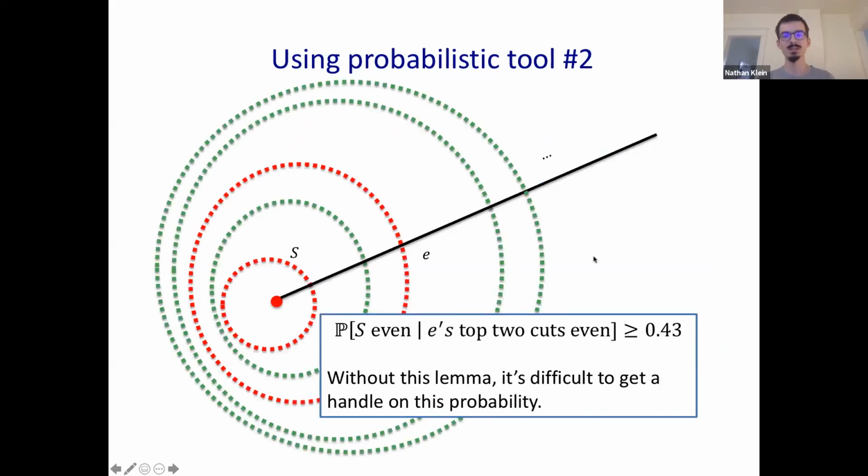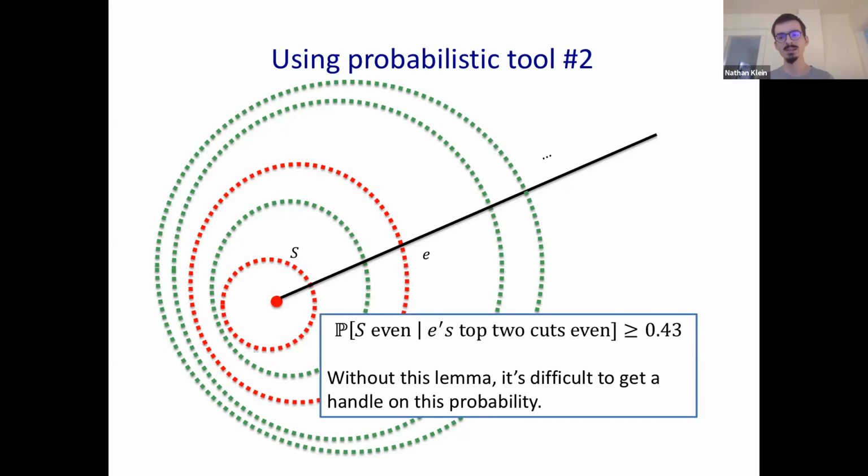So to go back to our picture, basically with this lemma, conditioned on the reduction of E's slack, any cut lower down in the hierarchy still has a 0.43 chance of being even, because we've preserved marginals, and actually it turns out that we preserve the strongly Rayleigh property for every cut below this edge. Whereas without this lemma, it can be difficult to get any bound on this probability. It can be difficult to even say that the probability this cut S is even is greater than, say, 0.01.